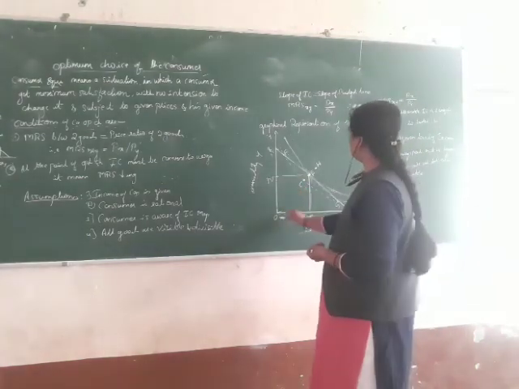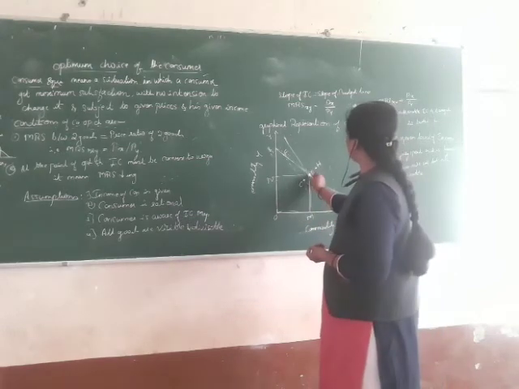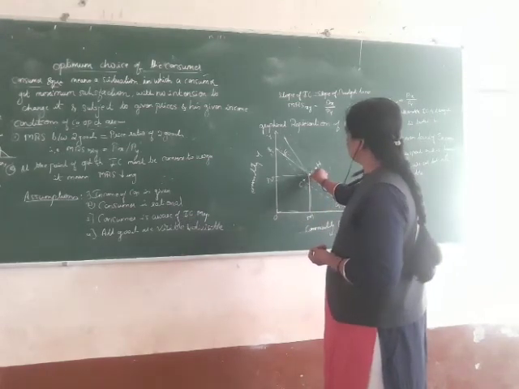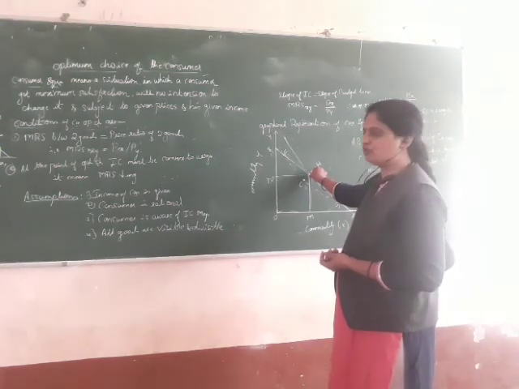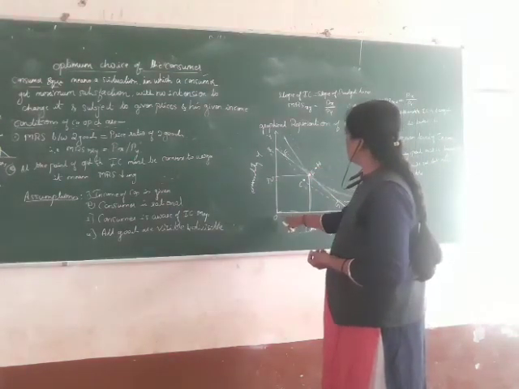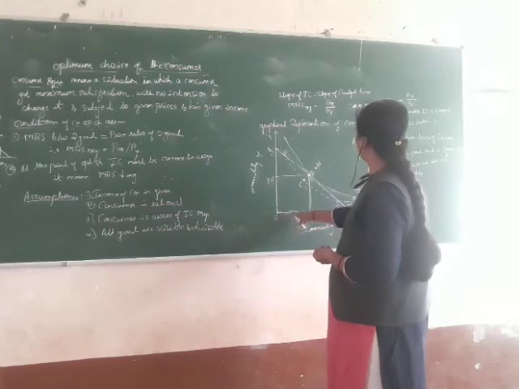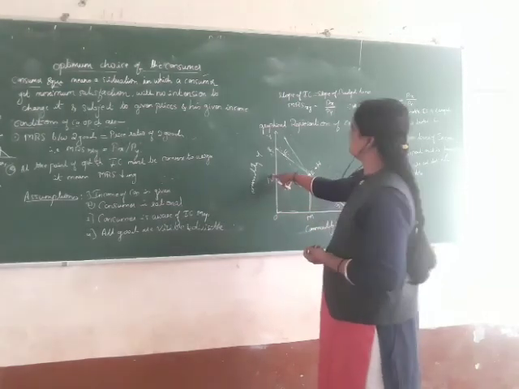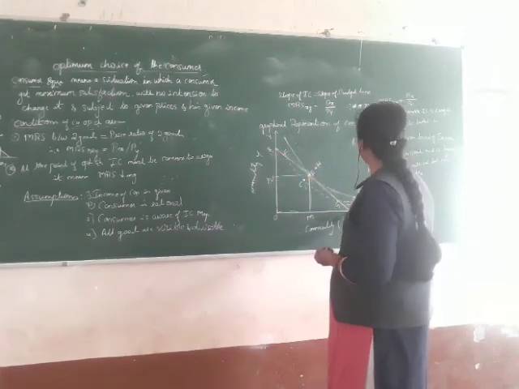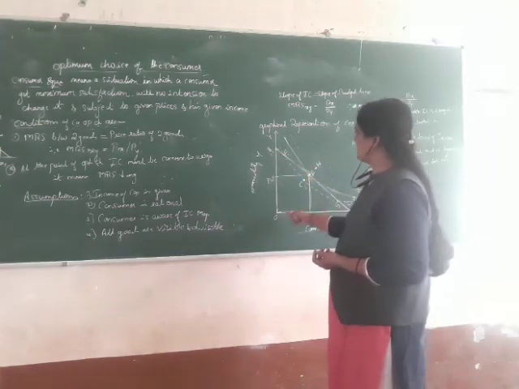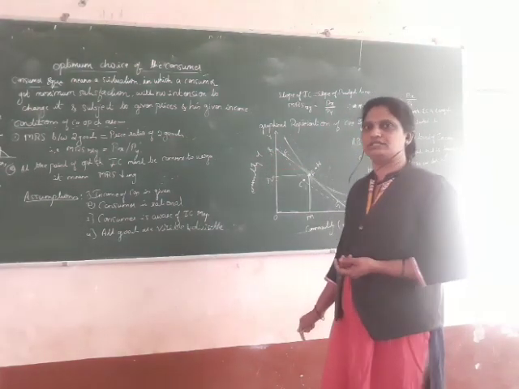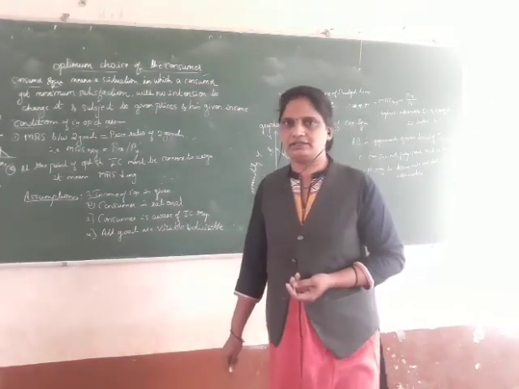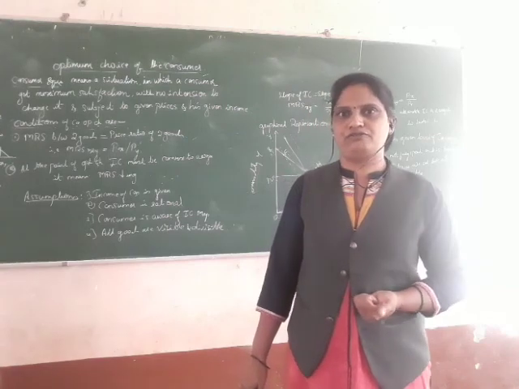Therefore, point E is called the optimal point, where the marginal rate of substitution of X and Y is equal to the price of X divided by the price of Y. This is called the consumer's equilibrium point, and this question is for 4 marks.